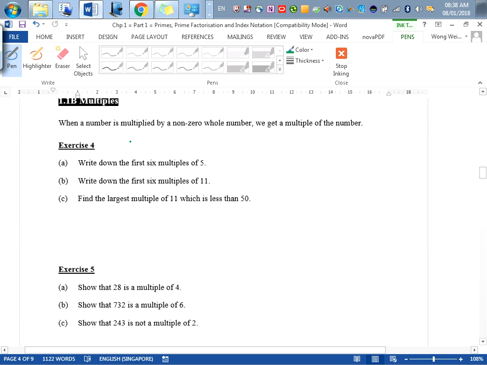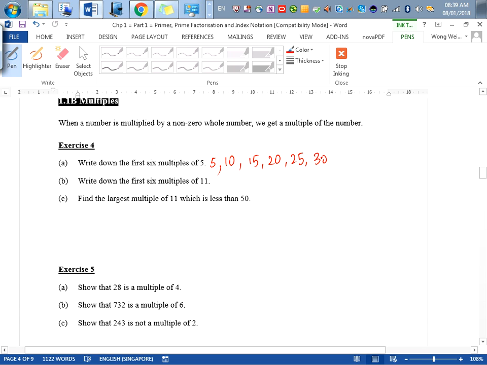related. When a number is multiplied by a non-zero whole number, we get a multiple of the number. What does this mean? Very easy. Let's try the first question. Write down the first 6 multiples of 5. What are they? What's the first multiple of 5? 5. Then 10, 15, 20, 25, and 30.